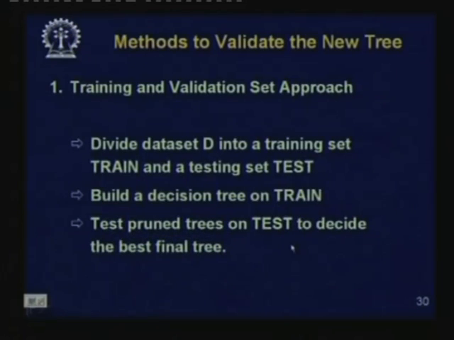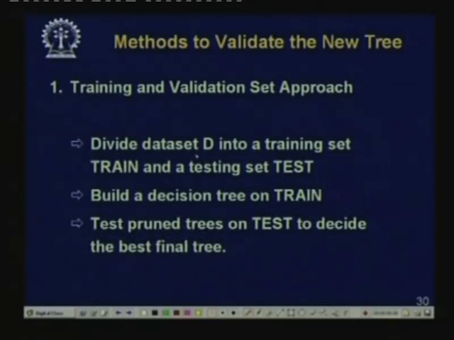Now, let us look at methods of validating the new tree that we get. The methods that we have looked at so far use a validation set, the training set and validation set approach. This is what we have mainly covered in this class. There are two other methods which we will briefly mention. The first method involves dividing the data set T into two sets, train and test. We build a decision tree using train and we test the pruned tree using test.